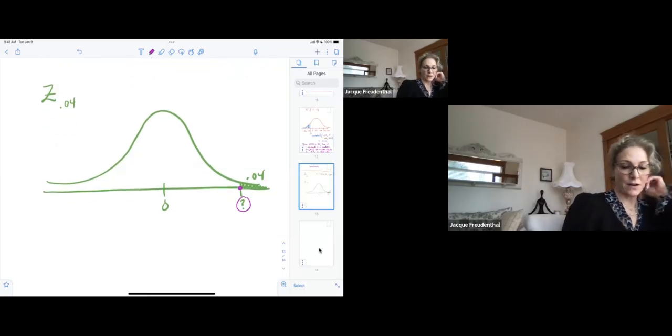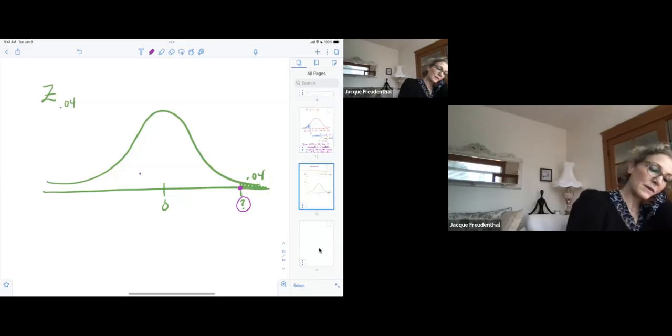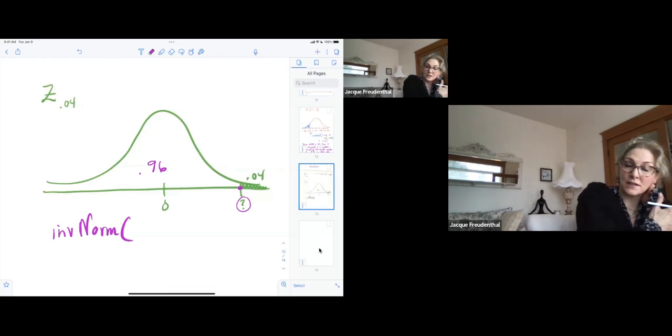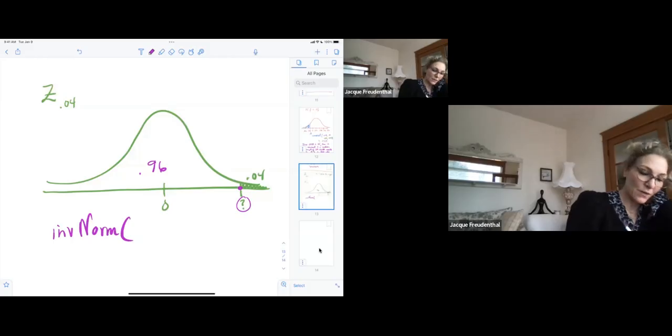So we could use StatCrunch. If we used inverse norm, we would have to put in the area to the left, because that is what the calculator wants. Even though on your calculator it'll say area, we have to know that it wants the total area to the left. That's how it computes it inside of the calculator. But Z sub 0.04 means the area to the right. What is the Z score? 4% of the area is to the right.